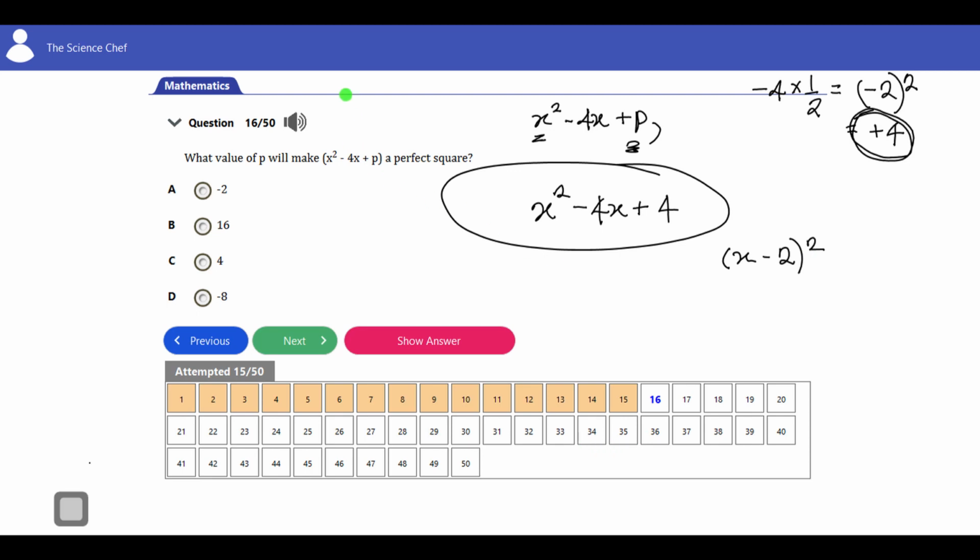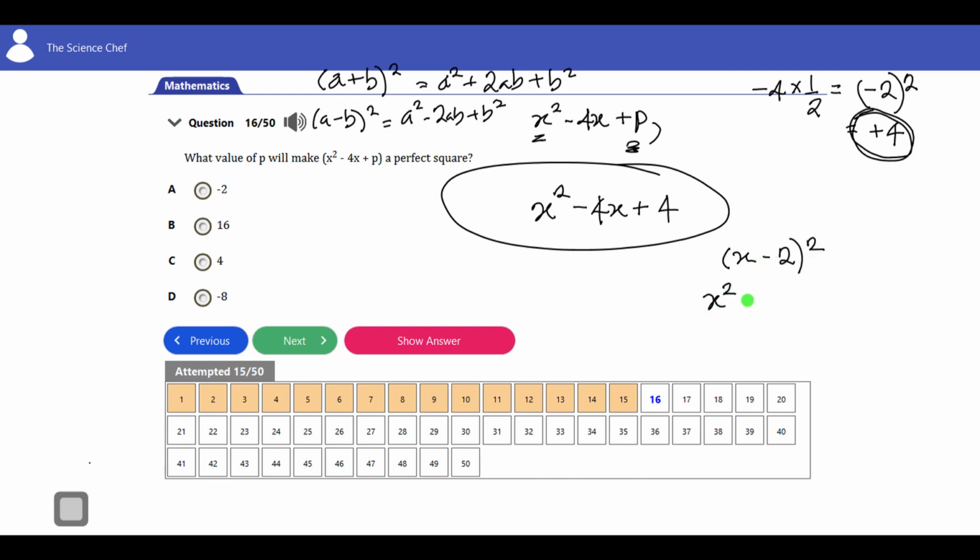If you remember, if you have a plus b all squared, this will give us what? A squared plus 2ab plus b squared. Or if you have a minus b all squared, it gives us a squared minus 2ab plus what? B squared. So these are all the form of what? Perfect square. So if we expand this, x minus 2 all squared, this will give you what?